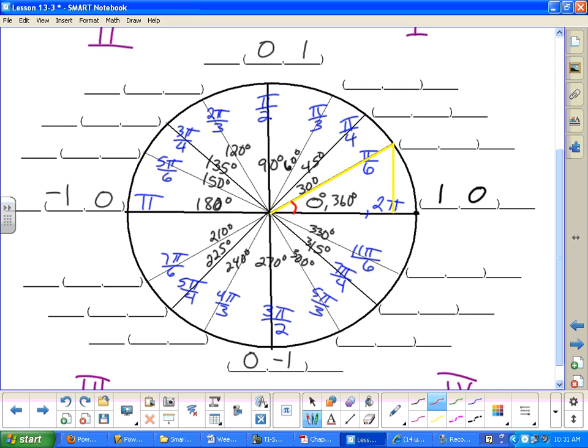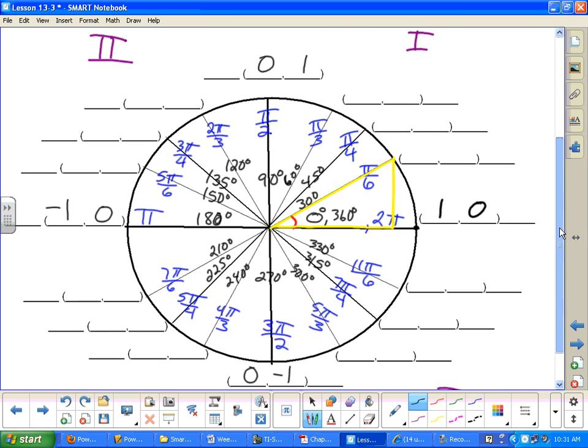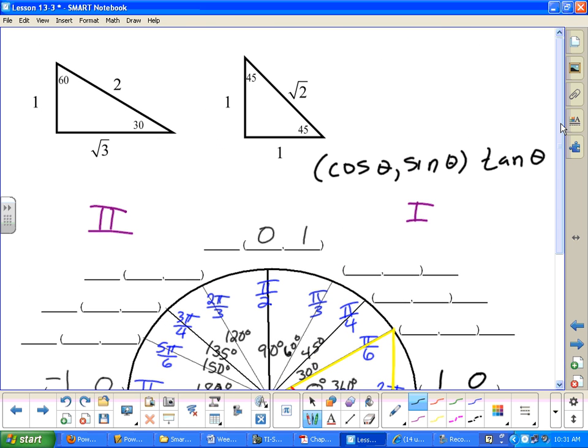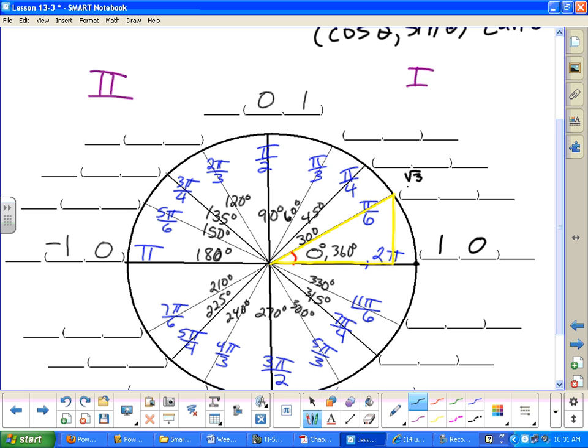So I want to know what's the adjacent side, right? This is the adjacent. And what is the opposite? The adjacent is x, the opposite is y. So we need to find cosine and sine for a 30-degree angle, okay? Well, cosine is adjacent over hypotenuse, right? So square root of 3 over 2. Sine is opposite over hypotenuse, so 1/2. So we have square root of 3 over 2 for x and 1/2 for y. So square root of 3 over 2 for cosine, 1/2 for sine.